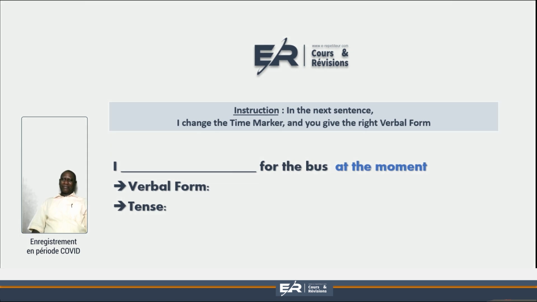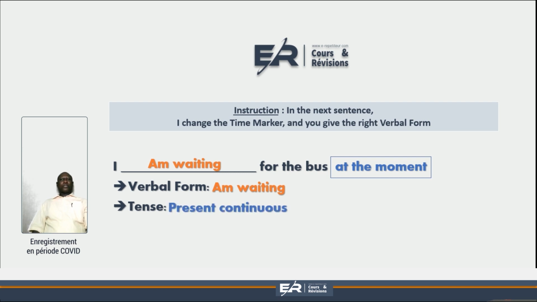Next. I blank for the bus at the moment. Which time marker is it? At the moment. At the moment calls a specific tense. We all know. I am waiting. I'm waiting for the bus at the moment. Which tense is it? Present continuous. I am waiting for the bus at the moment. Verbal form, I'm waiting. Tense, present continuous.